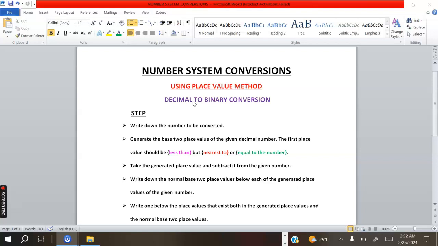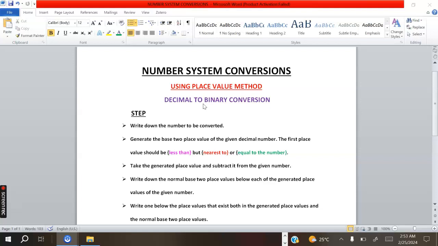Decimals are numbers that use 10 different digits as the number system, that is from 0 all the way to 9. So we have 0, 1, 2, 3, 4, 5, 6, 7, 8, and lastly 9. While for binary, the other number system, this is a 2-digit system, and it uses 2 digits, that is 0 and 1.